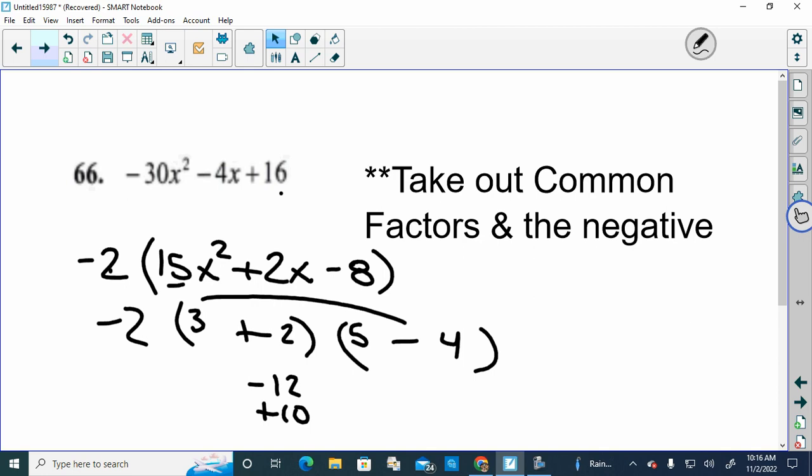So how do I fix that? Just switch the signs. We don't need to move the numbers or anything like that. Okay, so now I'm just going to put my x's in. Negative 2 is on the outside, then you should have 3x minus 2, and then a 5x plus 4. And then again, there's no perfect square.